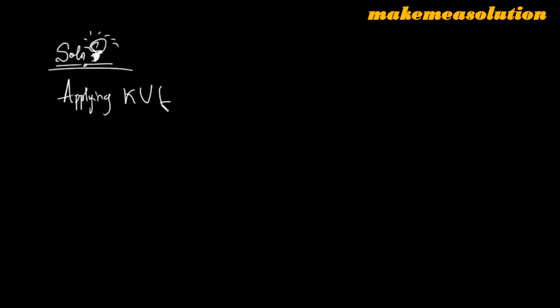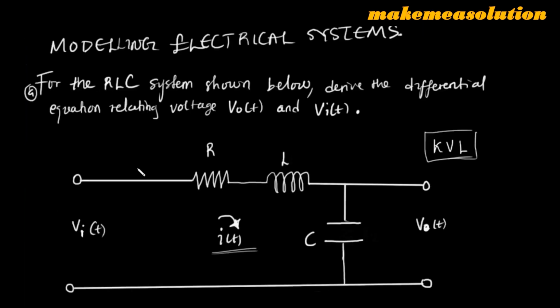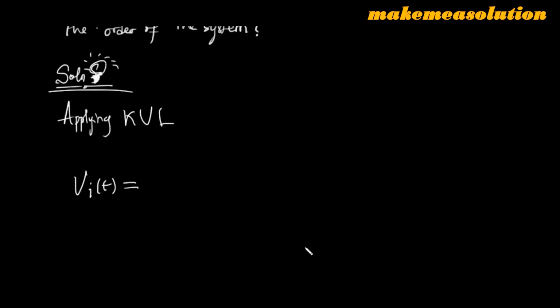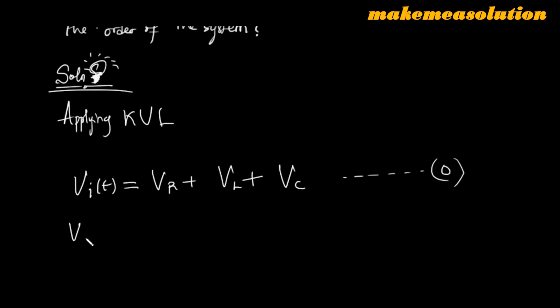Applying KVL, you're going to have Vi of t is equal to the sum of the voltage across the resistance plus the voltage across the inductance plus the voltage across the capacitance. That's our first equation. So we have VR plus VL plus VC. Is that okay? So this is equation 0, for instance.